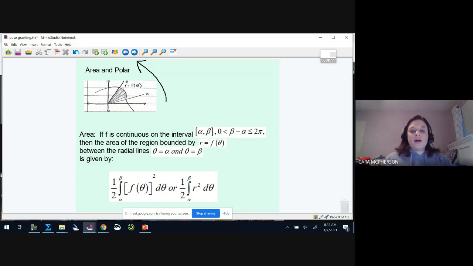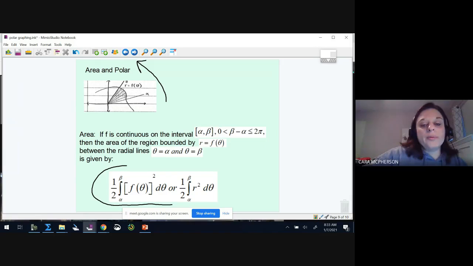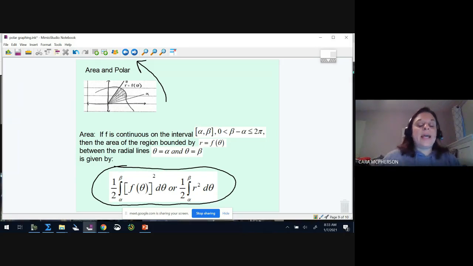The definition of area, obviously it's super wordy, but the only thing you need is to make sure you have this formula written down. Anytime you are finding area, it is going to be 1/2 the integral from the starting radial line to the ending radial line of the function of theta squared. So we can write it as f of theta squared, or we can just say r squared. And I did one in the notes so you got to see it.